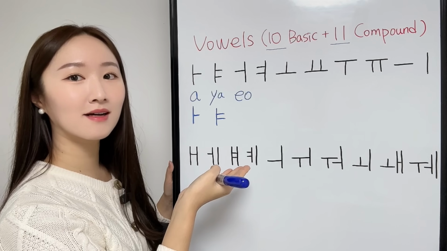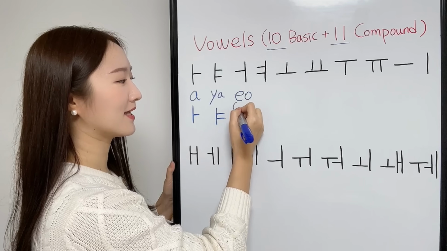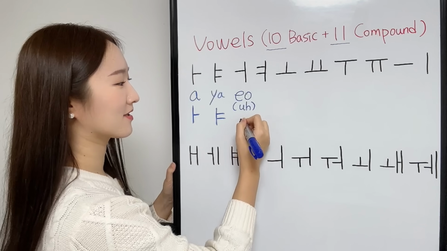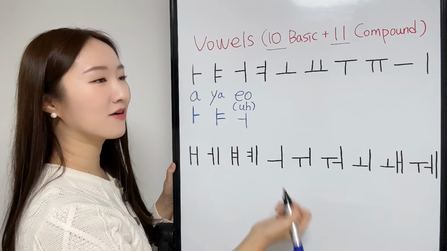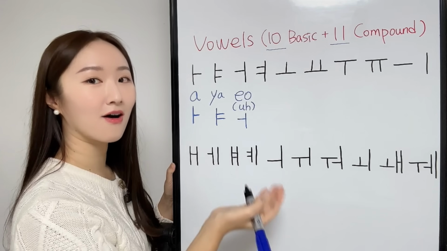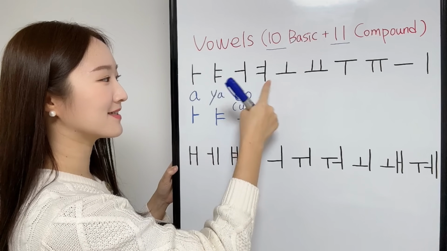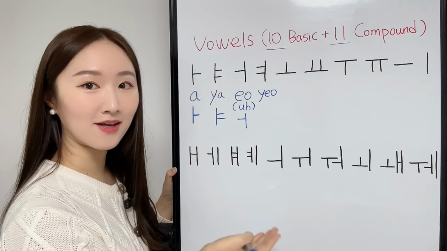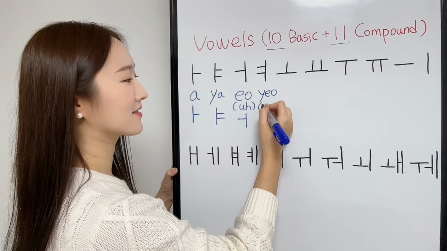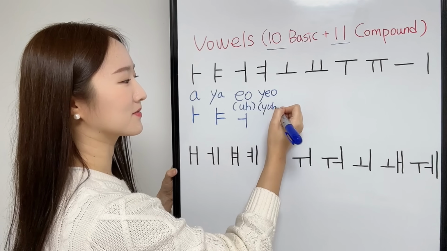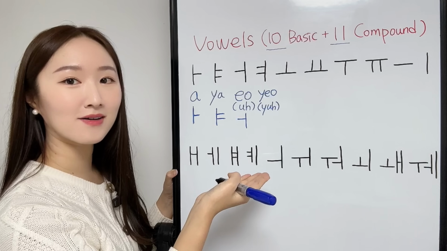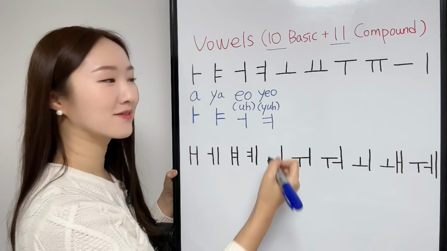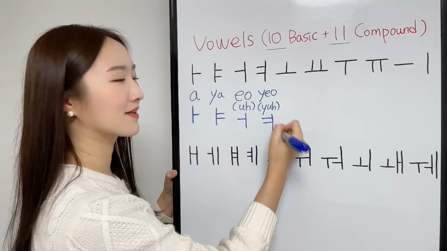Next one is oh. Small o, like the O in English. Oh. And this is yo. It's similar to Yo in English. Yo.